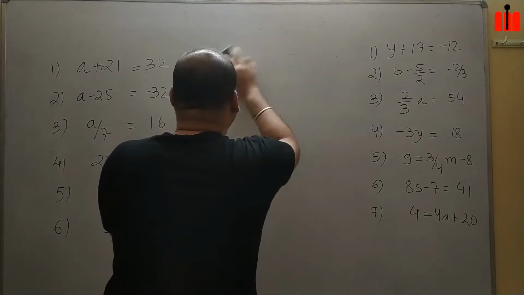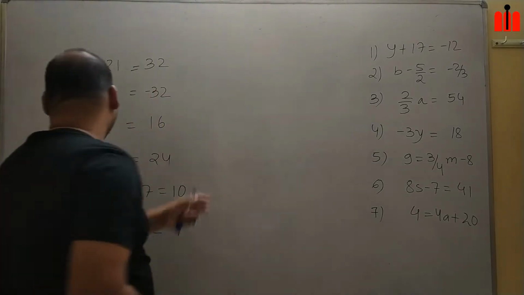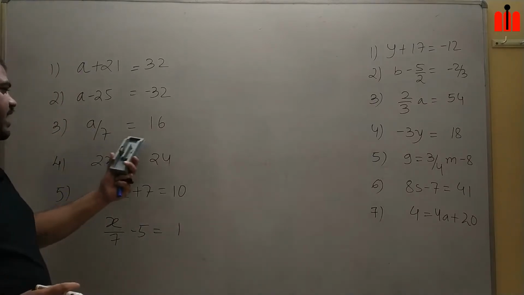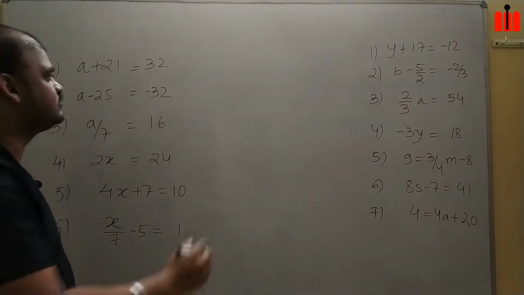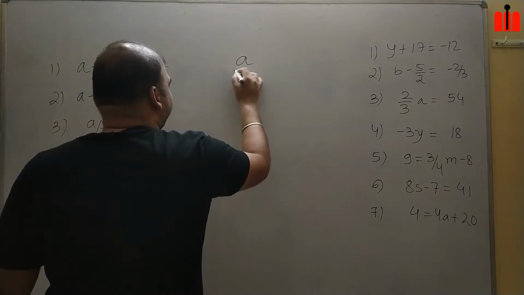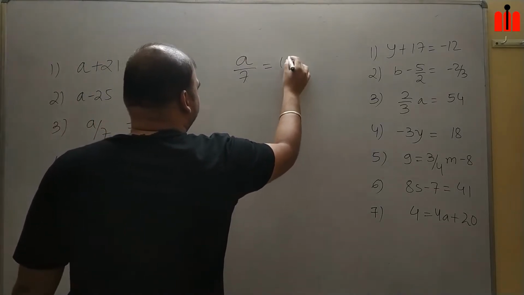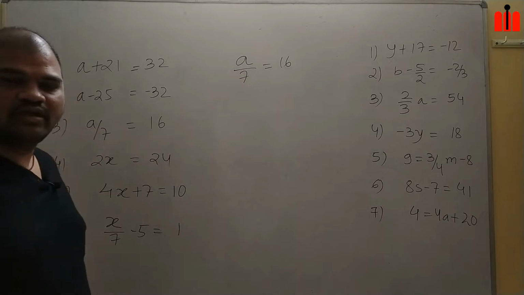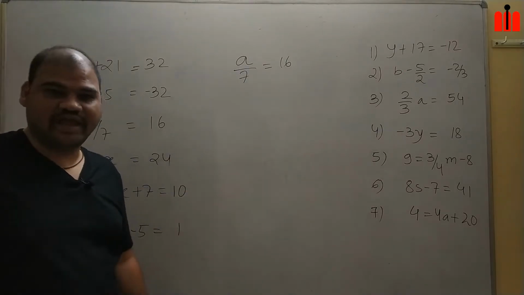Now let's move on to the third problem. The third problem is A by 7 equal to 16. Now you have to find the value of A.